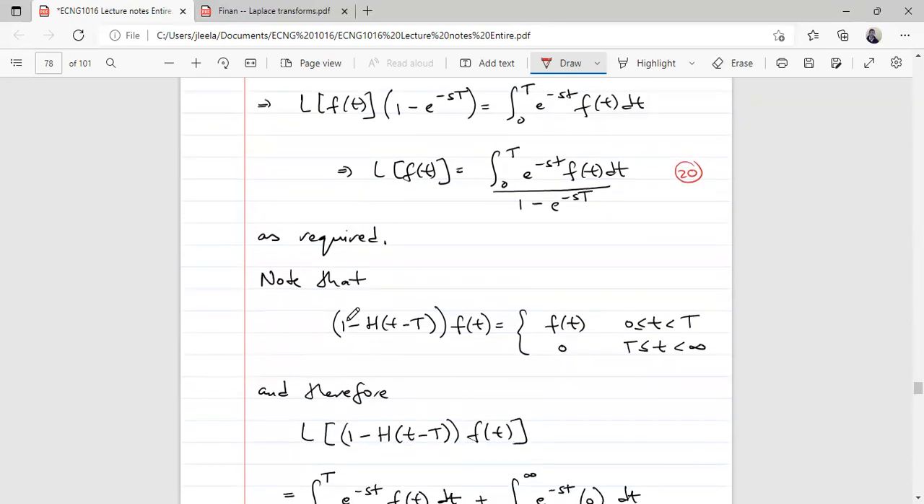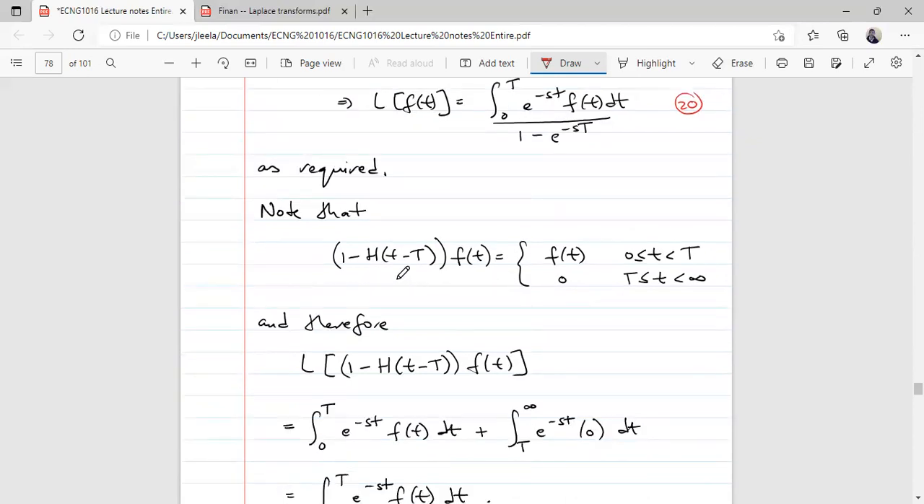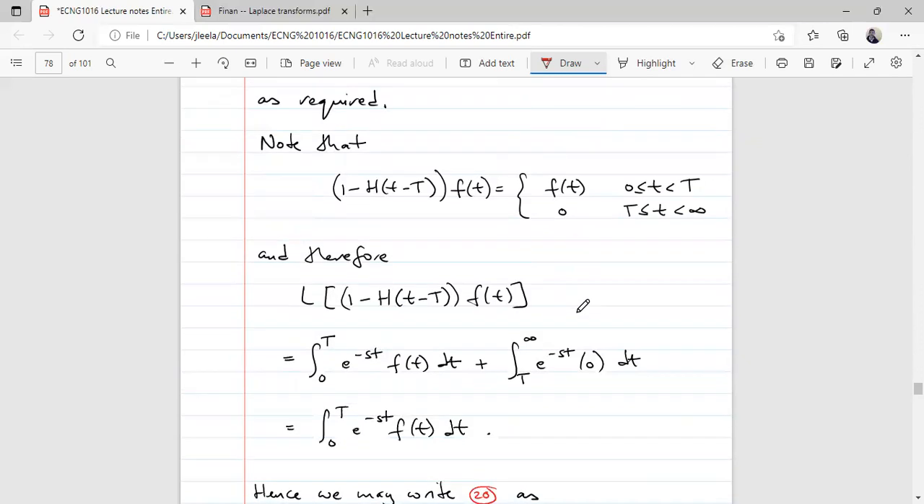Note that the 1 minus the Heaviside h(t minus capital T) in brackets by f(t), where f(t) is defined to be f(t) between 0 and T, right? And then 0 otherwise. Anything greater than or equal to T will be 0. You can remember here now, if you're breaking up this into the Heaviside, you've got to take 1 minus h at t minus T, the two endpoints, and multiply it by f(t). And then the second one will be h(t minus T) by 0. So the second part won't have any contribution.